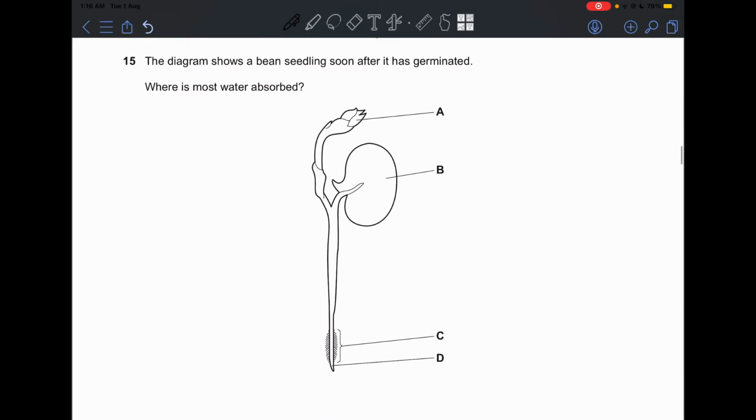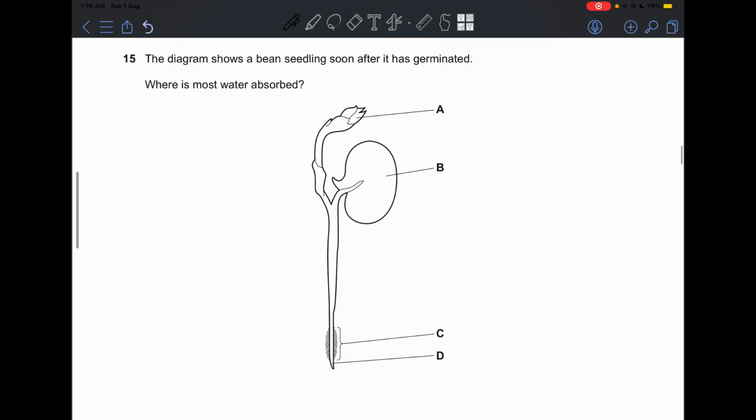15. The diagram shows a bean seedling soon after it has germinated. Where is the most water absorbed? Now, of course, it's going to be at the roots, around the root hair cells. So our answer is going to be C.